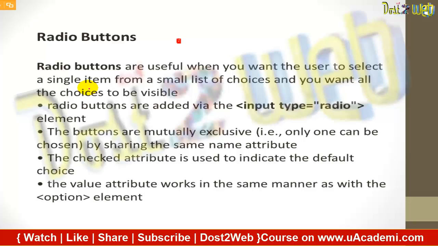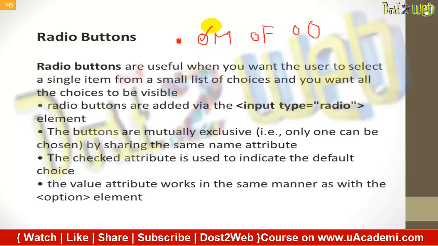As I mentioned, you have a small list like male, female and others. Then you will have a radio button like this: male, another radio button with female, and another radio button as other. Okay, then when you tick one, any one will get selected.